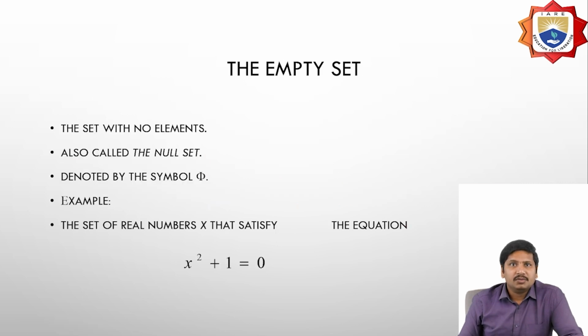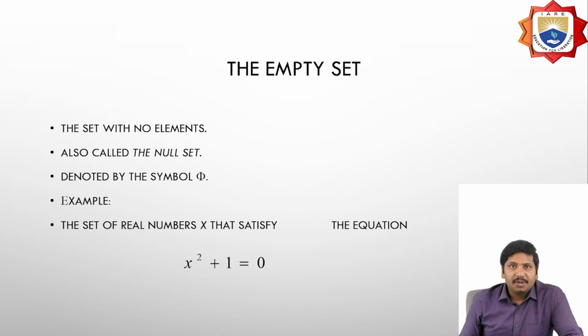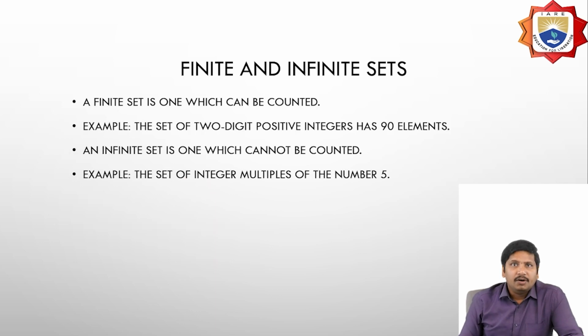So what is the empty set? A set with no elements is called an empty set, also called a null set, and it is denoted by a symbol. A finite set is one which can be counted, whereas an infinite set is one which cannot be counted. For example, the set of two-digit positive integers has 90 elements, whereas the set of integer multiples of 5 is an infinite set.